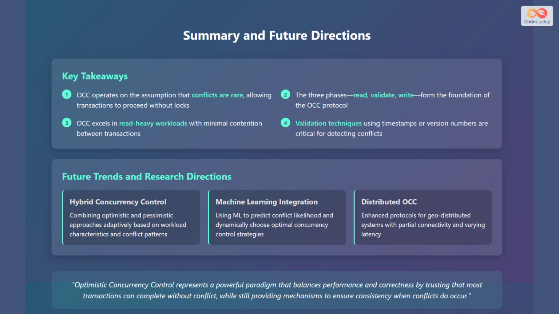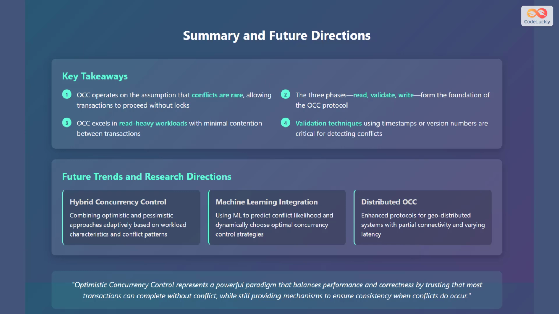Regarding future trends and research directions, there can be hybrid concurrency control combining optimistic and pessimistic approaches, adaptively based on workload characteristics and conflict patterns. Machine learning integration can be used to predict conflict likelihood and dynamically choose optimal concurrency control strategies. Enhanced protocols can be created for distributed OCC in geo-distributed systems with partial connectivity and varying latency.